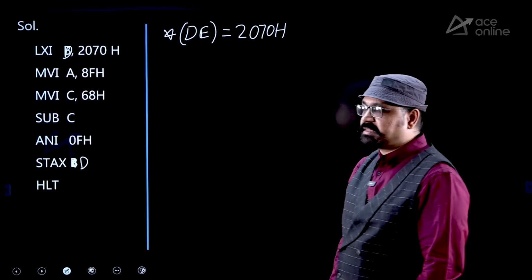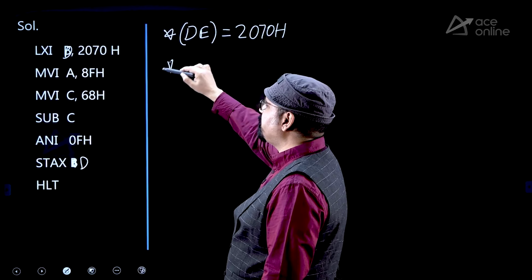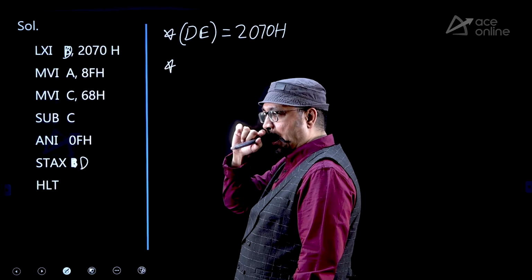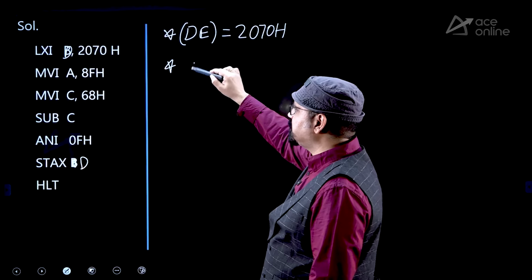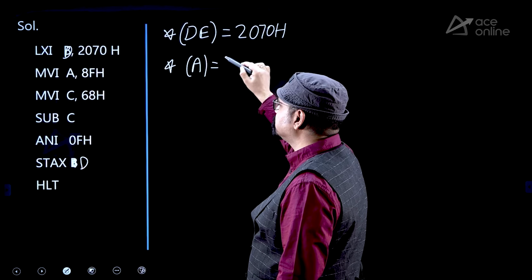MVI A, 8F hexa. What do you mean by MVI? Move immediate. You are going to initialize the accumulator with an 8-bit number. The accumulator is initialized with 8F hexa.